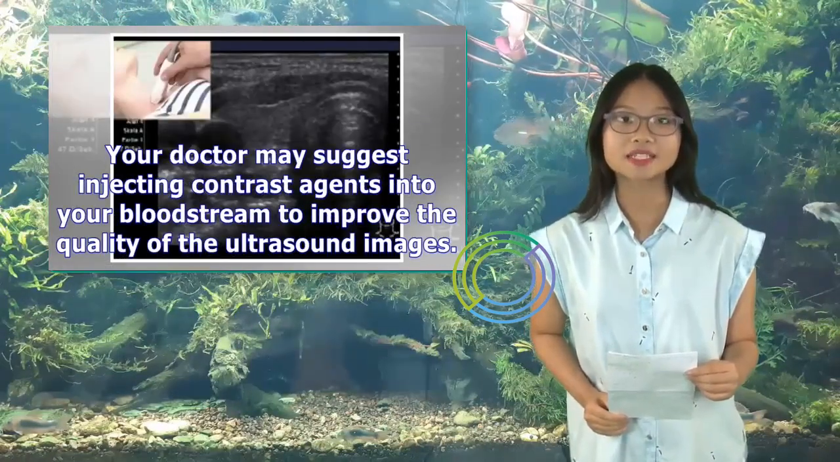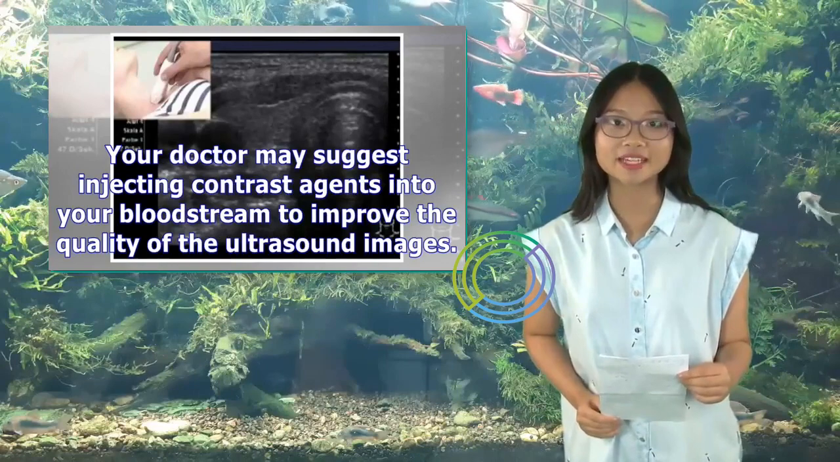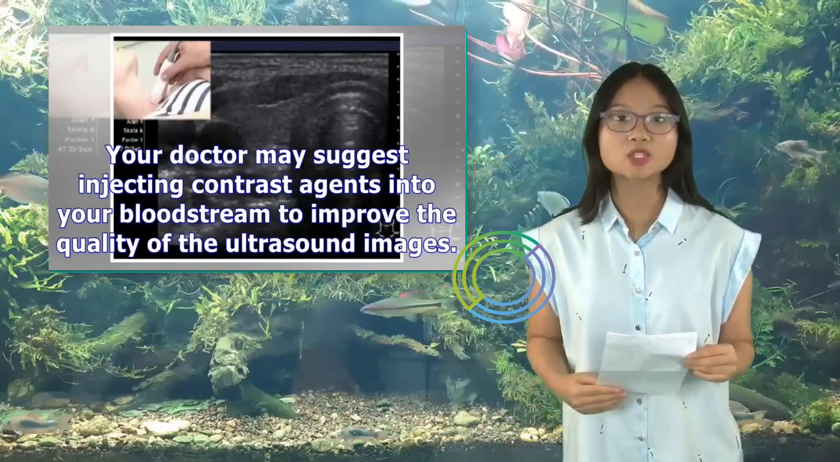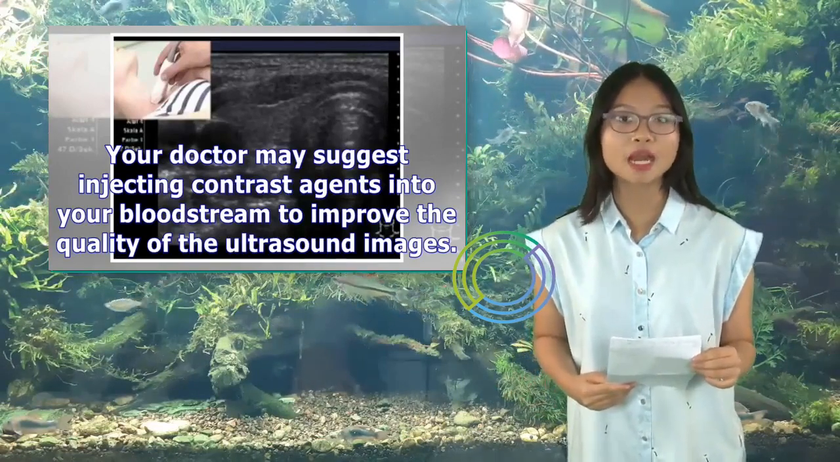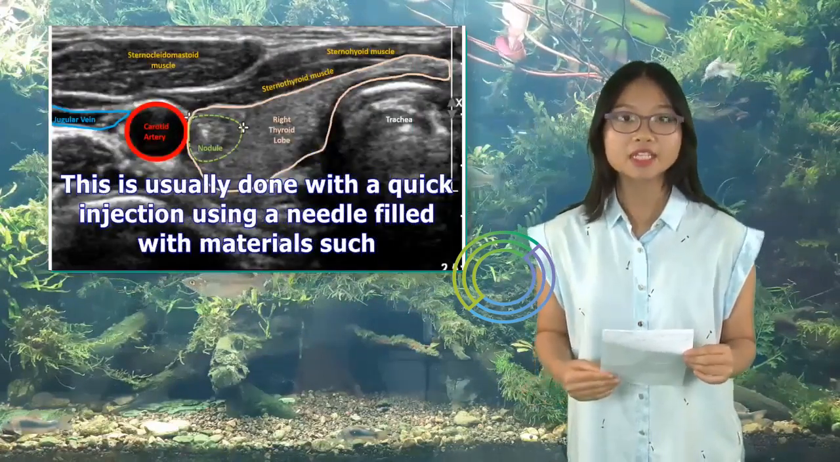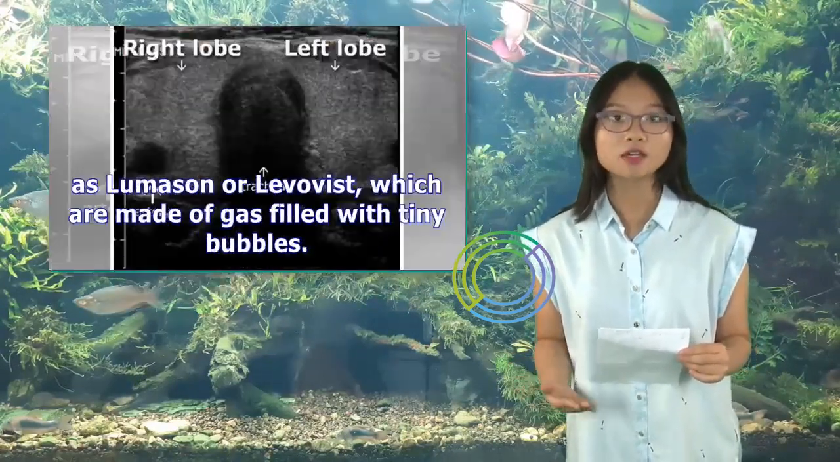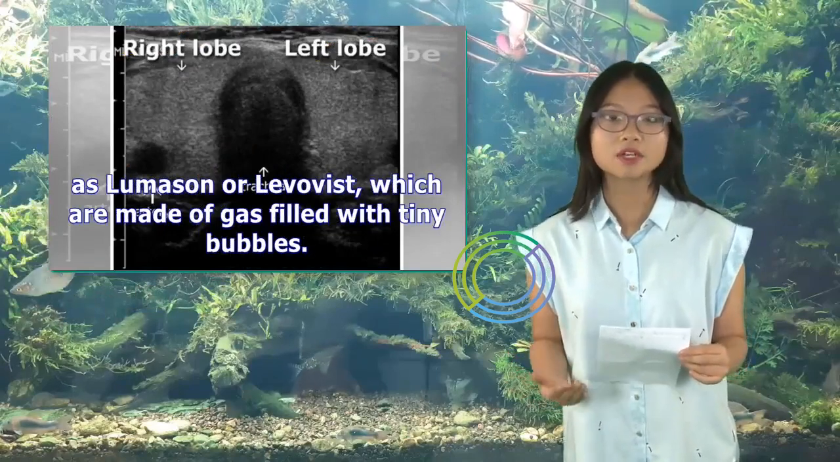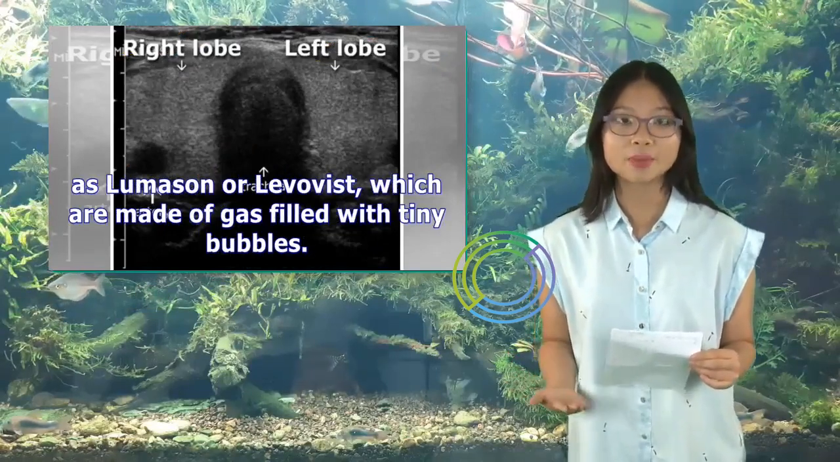Your doctor may suggest injecting contrast agents into your bloodstream to improve the quality of the ultrasound images. This is usually done with a quick injection using a needle filled with materials such as Lumason or Levovist, which are made of gas filled with tiny bubbles.